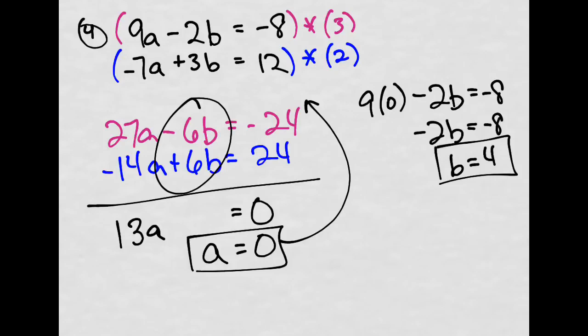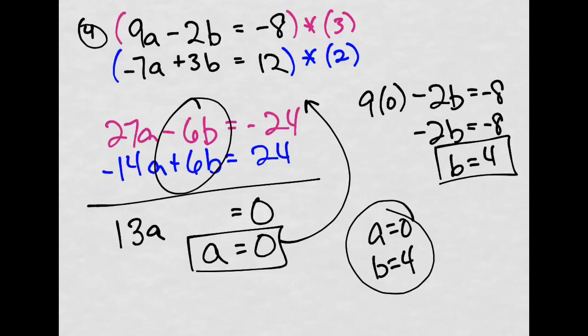All right. Now, I think A equals 0 and B equals 4. So I would plug it back into my second equation to make sure that negative 7 times 0, 0, 3 times 4, 12, 0 plus 12 does equal 12. So it works in both of those equations.